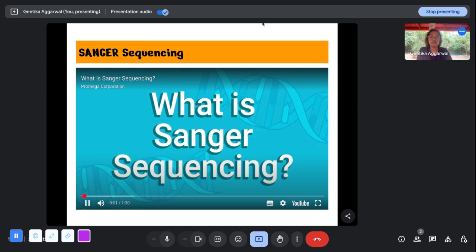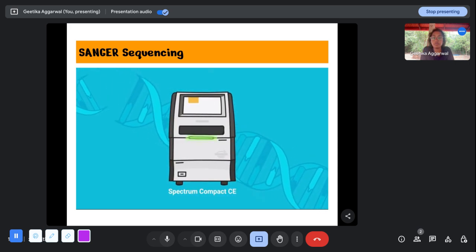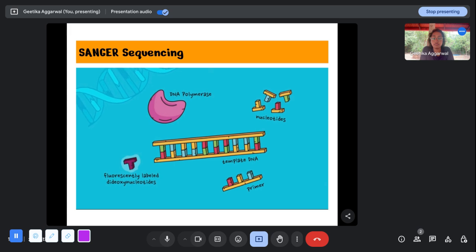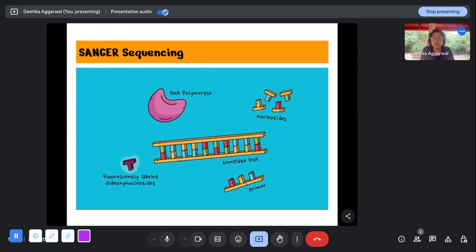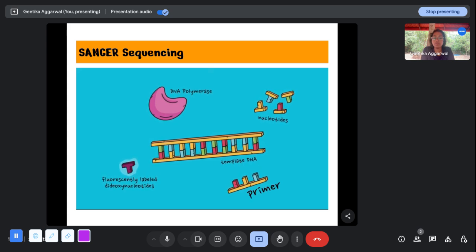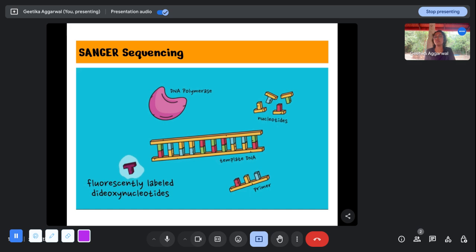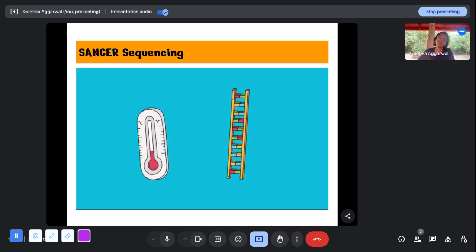Sanger sequencing has been the foundation and gold standard of DNA sequencing since 1977. While new sequencing technologies have emerged since, Sanger is still an invaluable tool for all kinds of labs. The basic steps of Sanger sequencing are simple. The reaction involves template DNA, a primer, DNA polymerase, nucleotides, and fluorescently labeled dideoxynucleotides. First, the DNA is denatured and then cooled to allow the primer to bind.